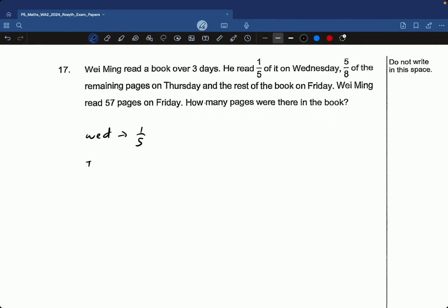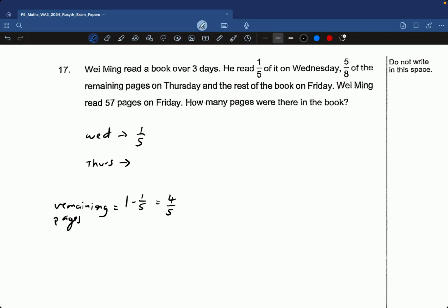On Thursday, he read five-eighths of the remaining pages. So the remaining pages here will be 4 over 5, right? How we get 4 over 5 is basically one whole number minus 1 over 5, which is 4 over 5. So this is what we call remaining pages. Remaining pages is equal to 4 over 5.